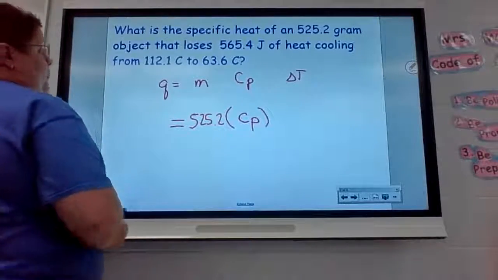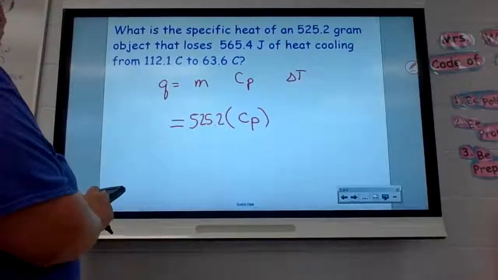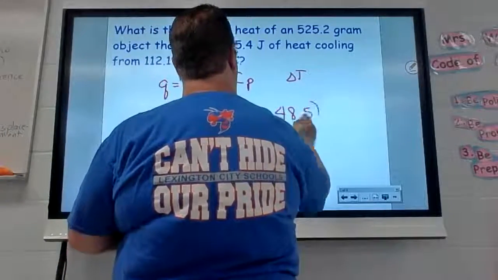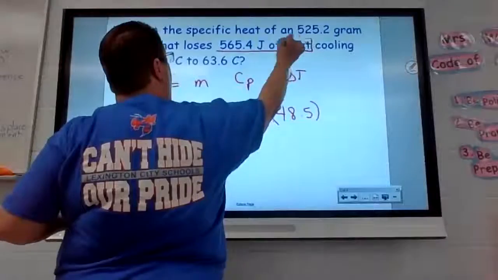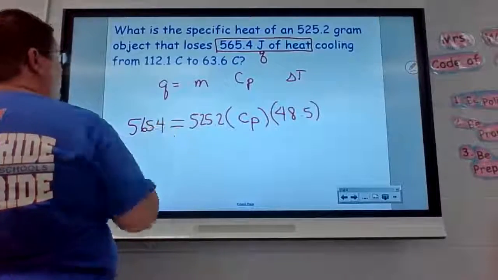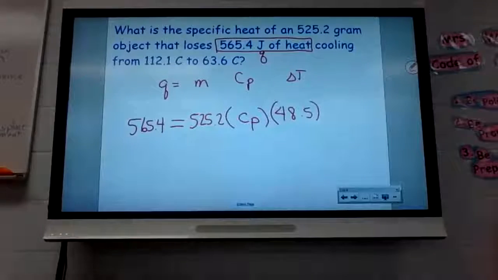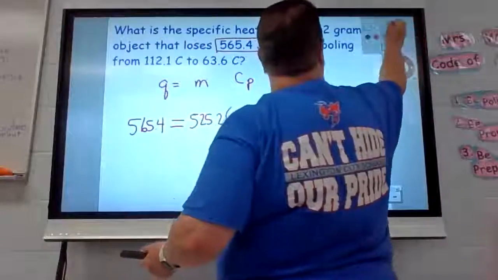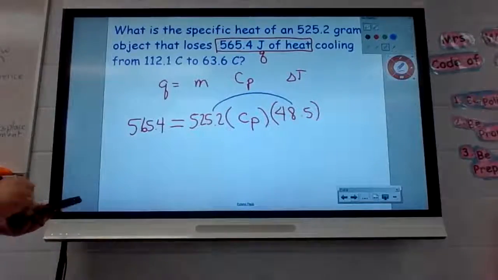Okay. What do I do with the temperatures? Okay. So 112.1 subtract 63.6, and I get 48.5. All right, so what's my heat? Yeah, that's Q right there. So 565.4 goes there. Now, you're sitting in math class. What do you do to solve? You need to do what with those two things? Multiply them. It's called combining like terms.